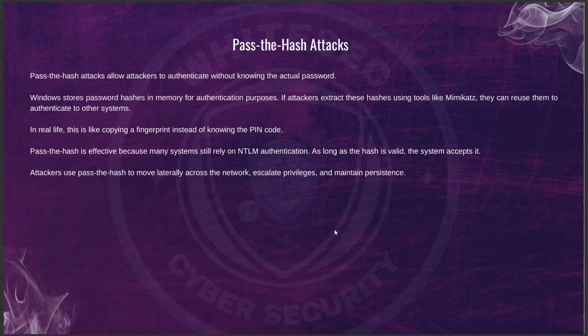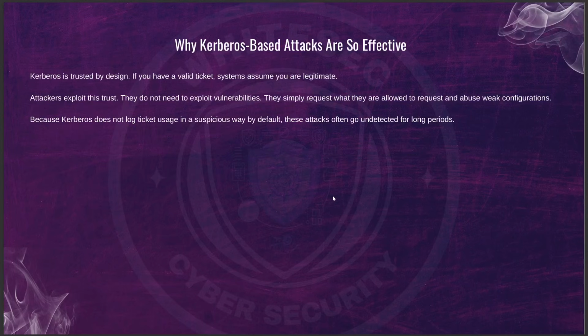Now let's learn about the pass the hash attack. See, before focusing on pass the hash, see why Kerberos-based attacks are so effective. This is also necessary. See, Kerberos is trusted by design. If you have a valid ticket, the system assumes you are legitimate. Attackers exploit this trust. Okay, they do not need to exploit vulnerabilities. They simply request what they are allowed to request and abuse weak configurations. Because Kerberos does not log ticket usage in a suspicious way by default, these tickets often go undetected for long periods. So this is why attackers target it, and this is why it's effective.